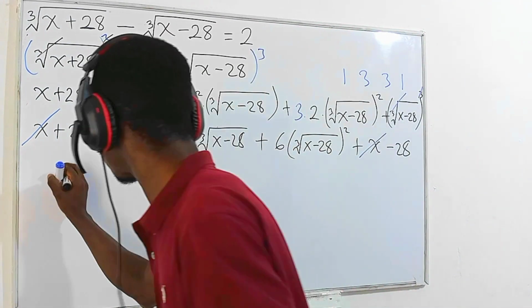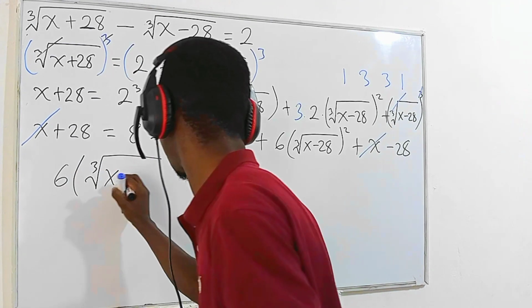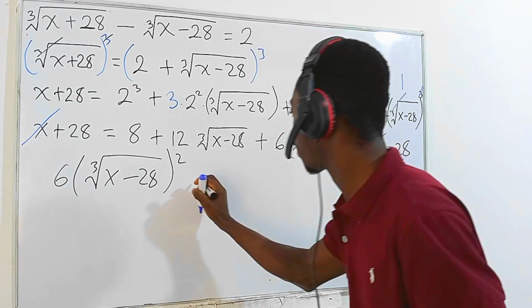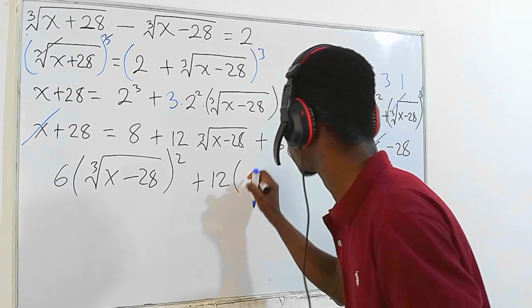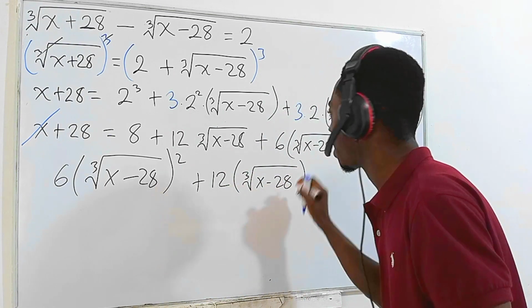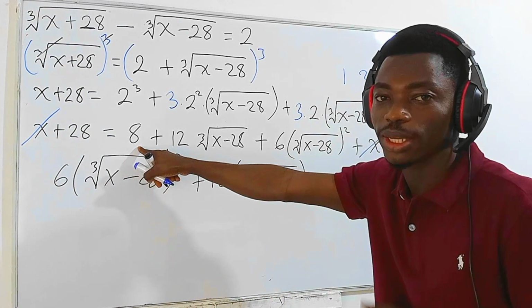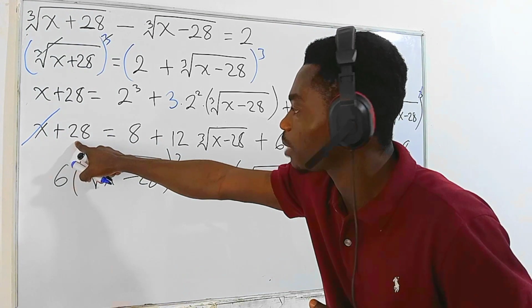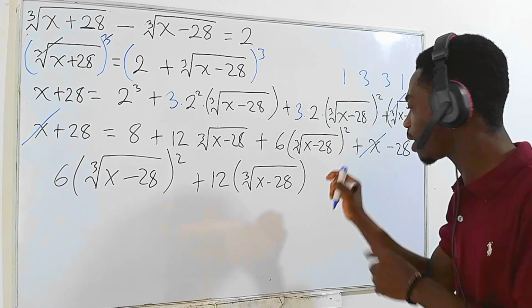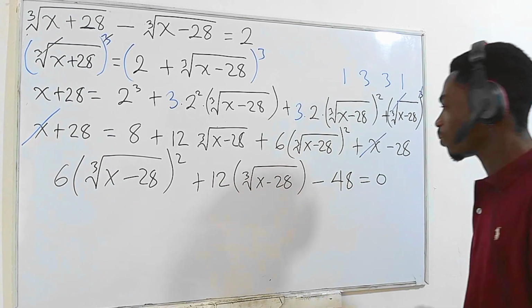So we will have 6 times cube root of x minus 28 squared. Then we have this term right here, 12. This time, let me put it in parentheses, times cube root of x minus 28. Then we are left with negative 28 plus 8. That would be negative 20. Then we have positive 28 right here. If we transpose this, it will also be negative 28 plus 20. That will be negative 48. And this is equal to 0.